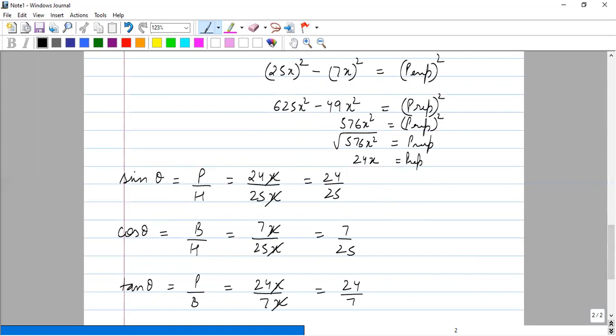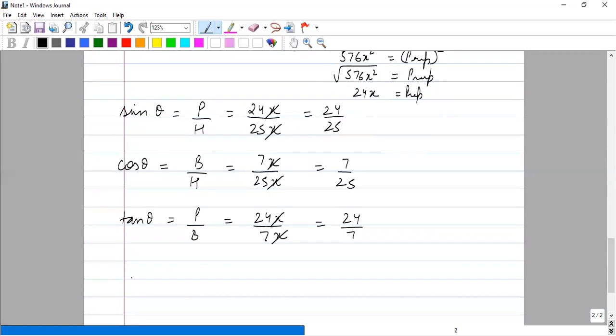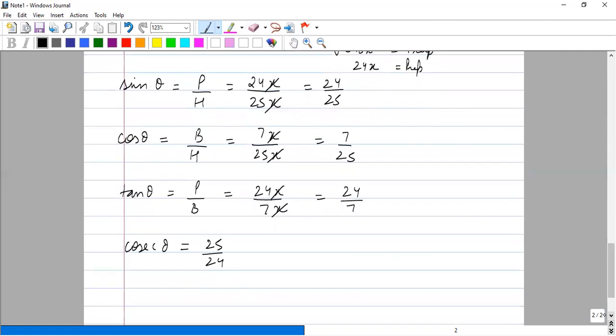Then the reciprocals of these. Sine theta reciprocal is cosec theta. If sine theta is 24 by 25, cosec theta will be 25 by 24. Sec theta was already given in the question, the reciprocal of cos. And the last, the reciprocal of tan, that is cot theta, will be equal to 7 by 24. This finishes our question. Okay.